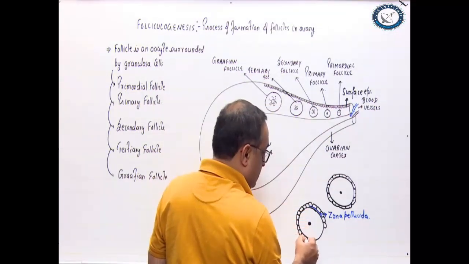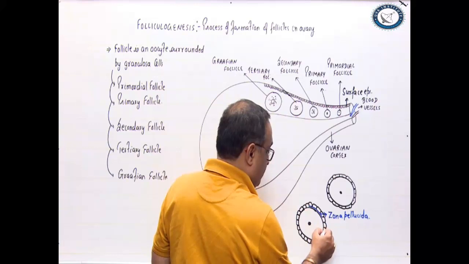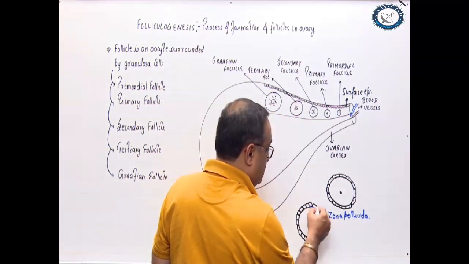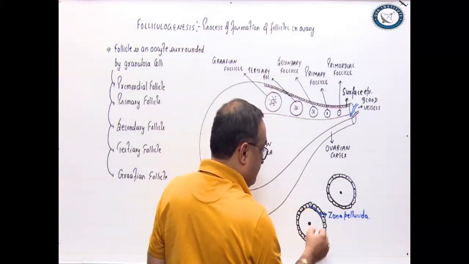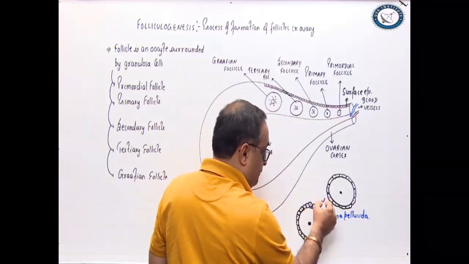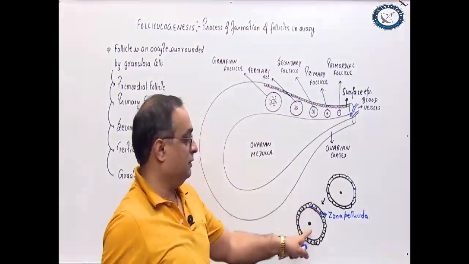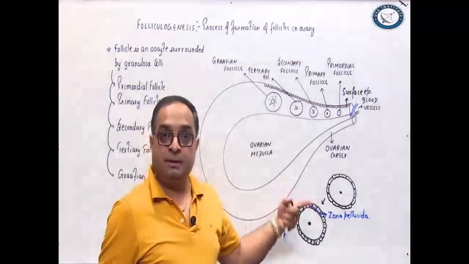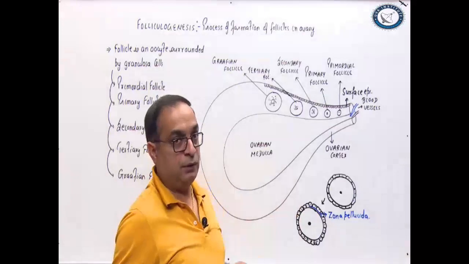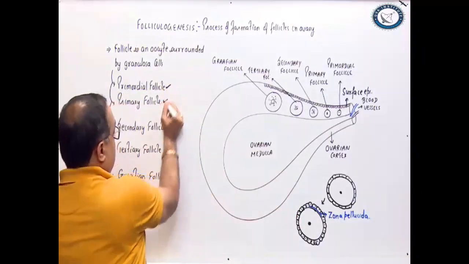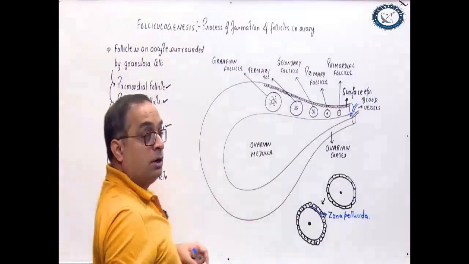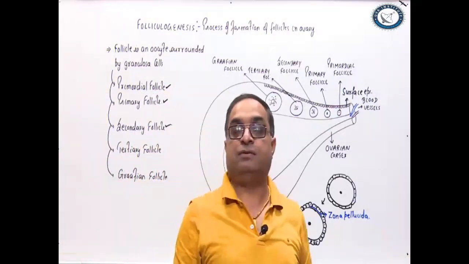In the primordial follicle, it was flattened epithelial cells. Here in this case it is cuboidal epithelial cells. So from primordial follicle we have seen that the developmental stage, the next one is primary follicle. After primary follicle, which is the next stage? Secondary follicle. Now what happens in case of secondary follicle?